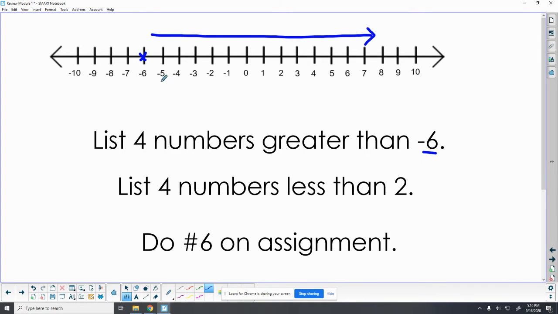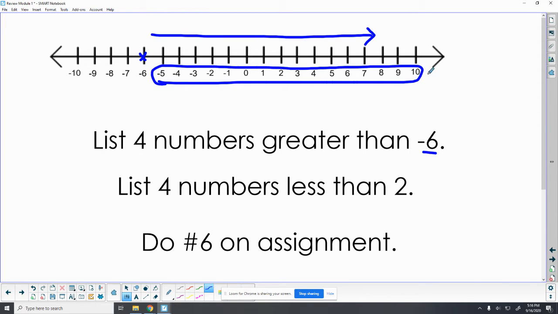So I could list any of these numbers, and I could keep on going. All of those are greater than -6. And the other part asks us to list 4 numbers that are less than 2. So first I want to find 2 on my number line. So that's -2. Here's +2. And I'm looking for numbers that are less than 2.